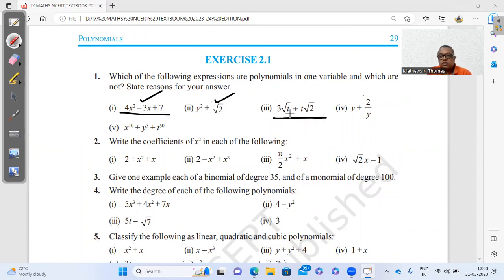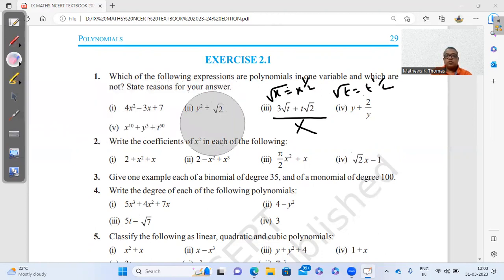3 root t plus t root 2. This is not a polynomial because when I say root of a number, the power is 1 upon 2. If I am saying root x, the power is 1 upon 2. So root t means t to the power 1 by 2. So this is not a polynomial, right?